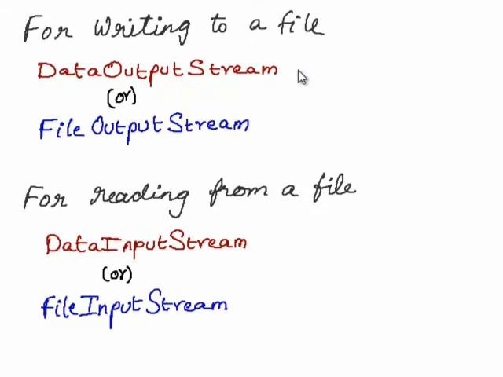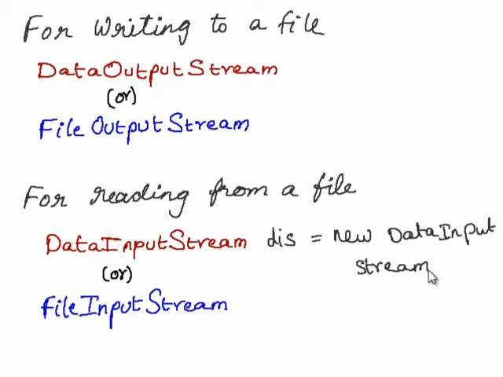The same way, for reading from a file, you use the data input stream or the file input stream. So how do you create an object? You say data input stream dis equal to new data input stream of. So this is how you create an object. But please remember, for writing you have to create a separate object, as in reading, wherein you also have to create a separate object.